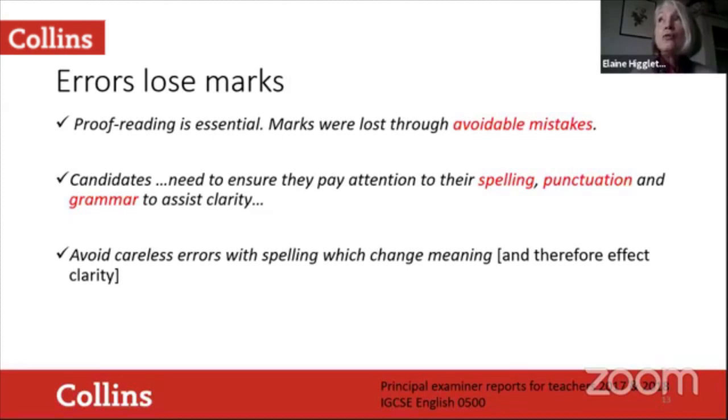The student who wrote "Isn't that bizarre?" would have lost a mark because they used the wrong word and they were not clear. The student who wrote "Great builders held aloft by nothing" will also have lost marks because the examiner hasn't understood what they've meant because they've made an avoidable mistake. Candidates need to ensure they pay attention to spelling, punctuation, and grammar to assist clarity. And careless errors with spelling that affect meaning are going to be marked down.